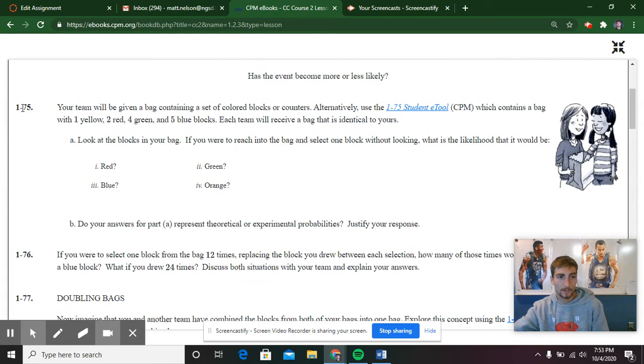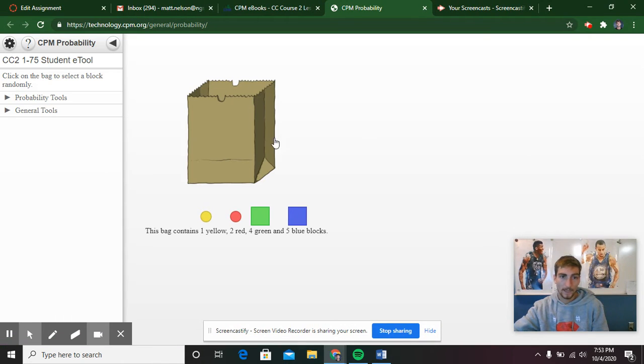So this first problem here, 75, says you will be given a bag of colored blocks, but instead you're just going to click on the Student eTool, and here's your bag of blocks. When you click on the bag, it's basically like you just reached your hand in and pulled out a block. In this case, we just pulled out a yellow block. Then when you click on the bag again, it puts that yellow block back in, and you pull out a different color block. Here we pulled out red. Okay, so that's how the eTool works.